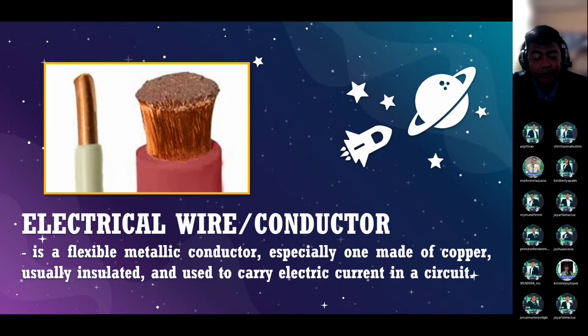So there are two types of electrical wire: stranded wire and solid wire. Stranded wire is made up of multiple strands joined together to make a single wire, while solid wire is made up of a single strand of copper or aluminum wire. These are used in wiring installation inside and outside the building. Is that clear, class? Yes, sir. Okay, next.